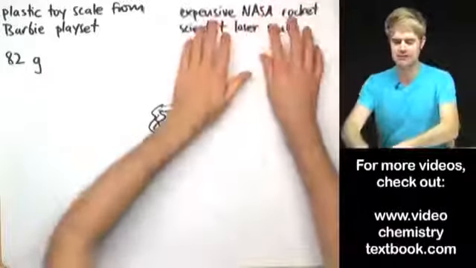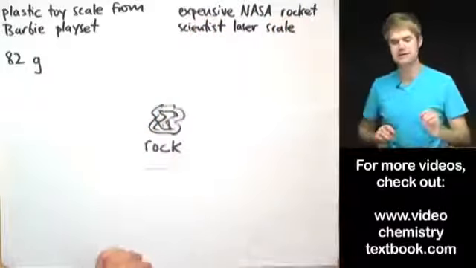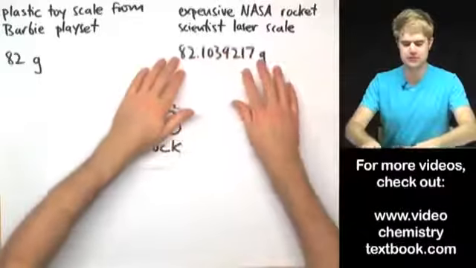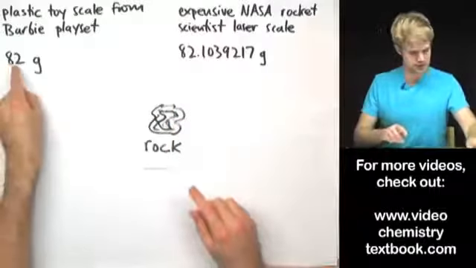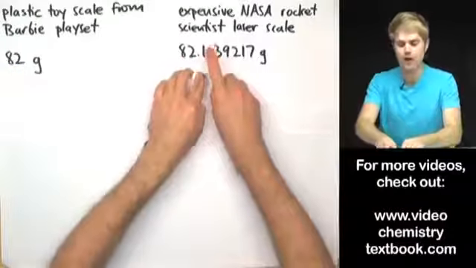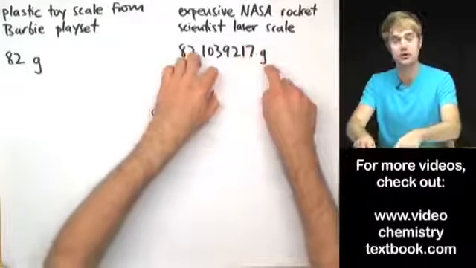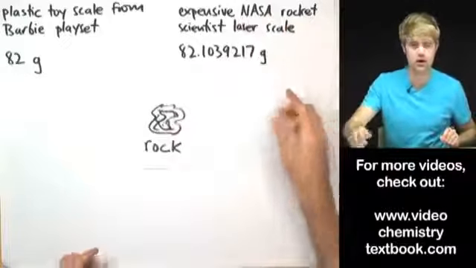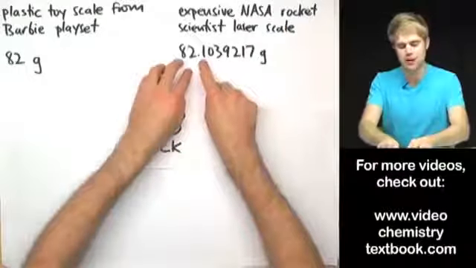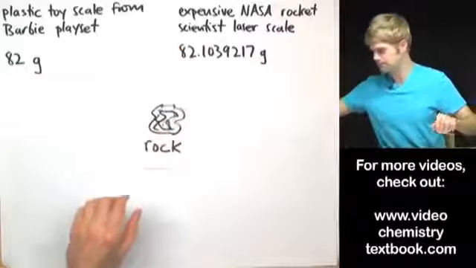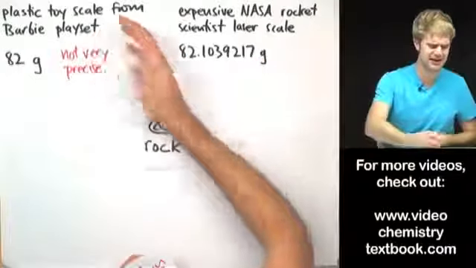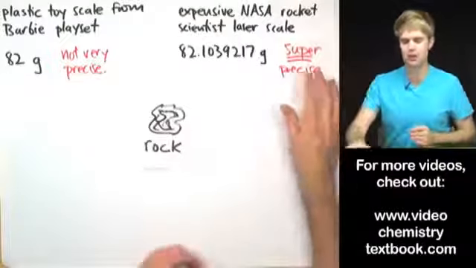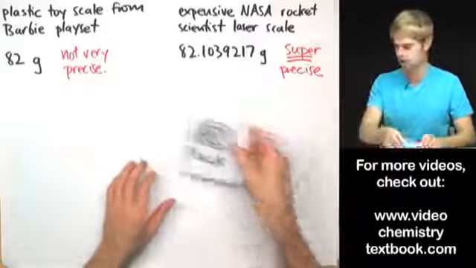Or I could take the rock and put it on an expensive NASA rocket scientist laser scale, costs $10 million, but the laser scale gives me this answer. It says 82.0.1039217 grams. All these extra numbers are here because the laser scale is much more sensitive, and so it gives me a much more precise number than I get from over here. So I can say that my Barbie scale number, 82, is not very precise, as compared to the NASA laser scale, which is super precise. Okay?